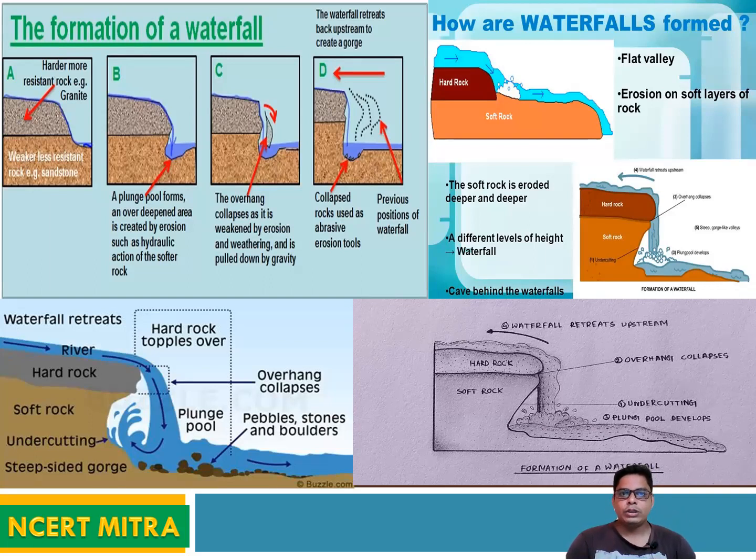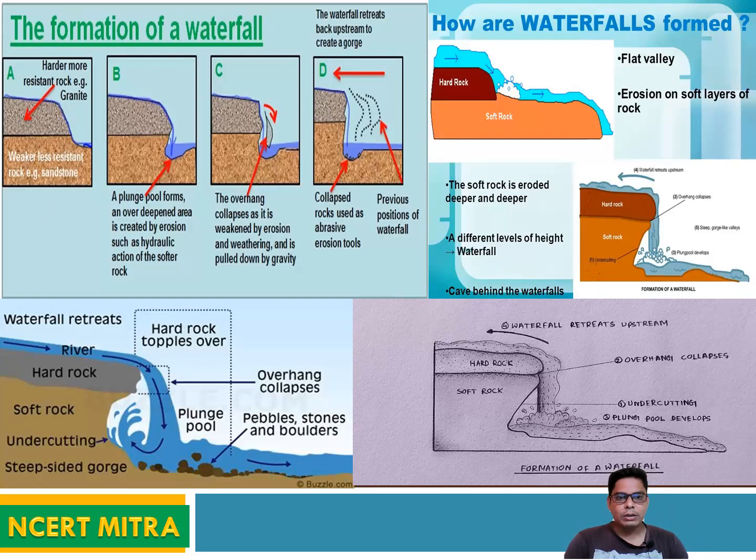So what happens is that the river water slowly falls down in that area, and at that time we can find rivers or water flowing from up to down. This formation, or this type of physical feature, is known as a waterfall.